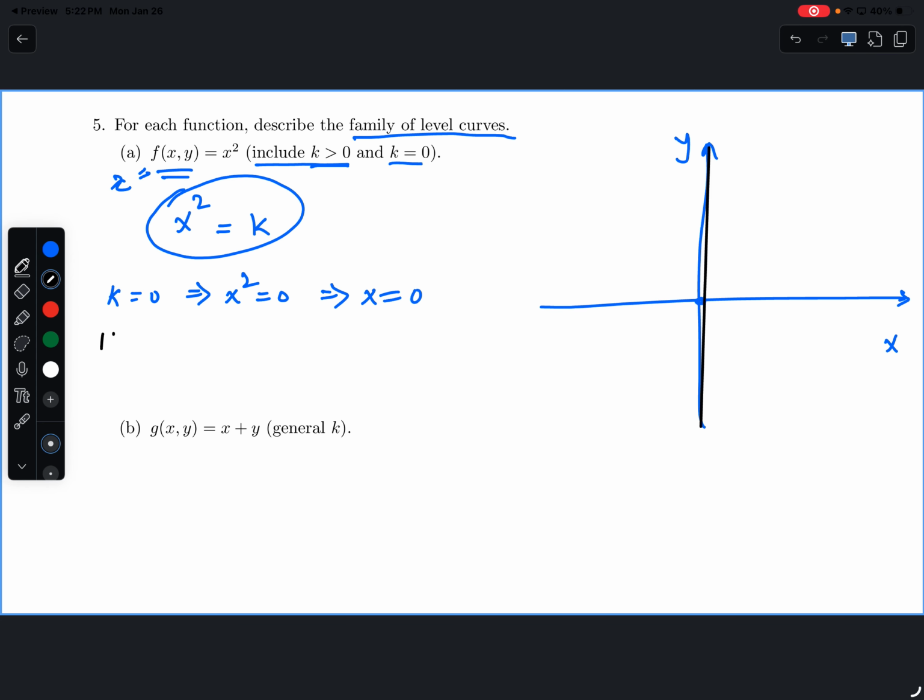And then if you put k is equal to 1, then x squared is equal to 1, which gives me the value of x to be positive or negative 1. It means I need to draw 2 lines, one at positive 1 and one at negative 1. So for each value of k, I get these lines which are vertical in this xy plane.